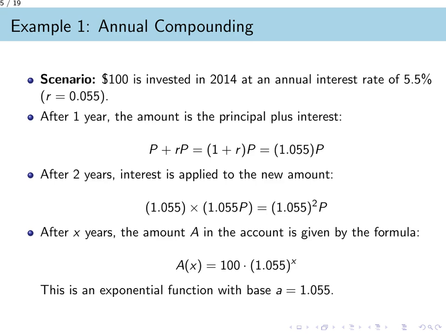This pattern continues, and after x years, the total amount a is the principal times the quantity 1 plus r, all raised to the power of x. For our example with a $100 principal and a 5.5% interest rate, the formula is 100 times 1.055 to the power of x. This is an exponential function because our variable, the number of years x, is in the exponent.